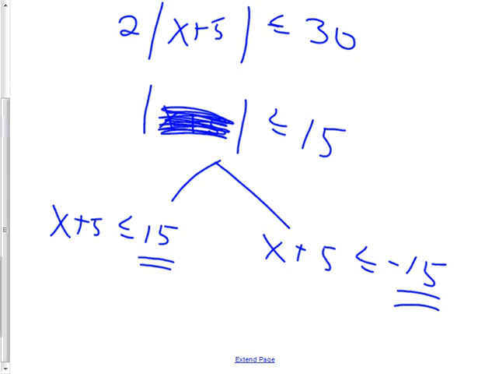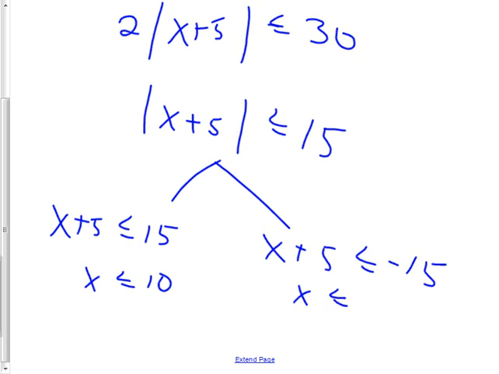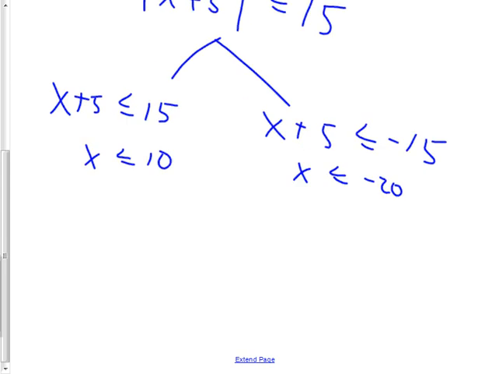All right. Now, I'm going to subtract 5 from both sides. x is less than or equal to 10. 15 minus 5 is 10. And subtract 5 here. x is less than or equal to, be careful with that, negative 15 minus 5 makes negative 20. A lot of kids make a mistake right there. Okay, the next thing is, I'm not done.